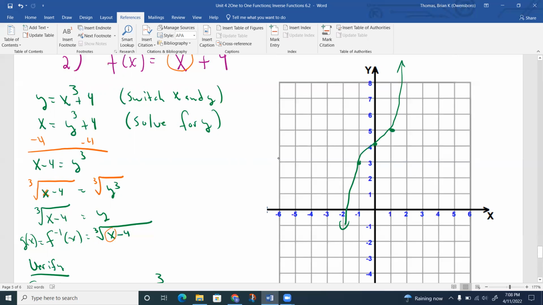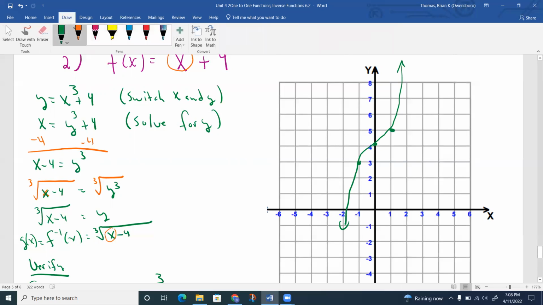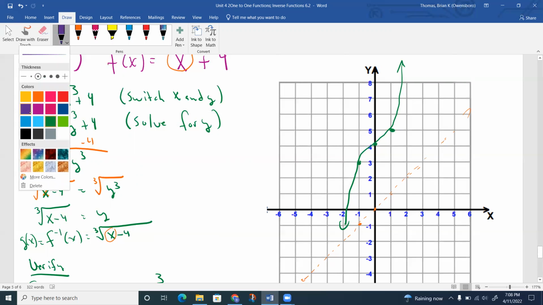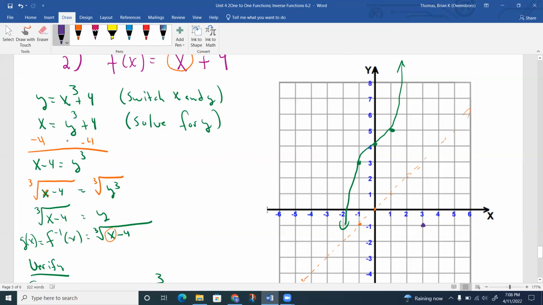Now, to help us graph the inverse, we also want to draw the line y equals x in here. So that's where we have (-1, -1), (0, 0), (1, 1). So our line goes through here. To graph the inverse, I'm going to use a different color. So the ordered pair (-1, 3) becomes (3, -1). The ordered pair (0, 4) becomes (4, 0). And the ordered pair (1, 5) becomes (5, 1). And so now this graph snakes off this way.